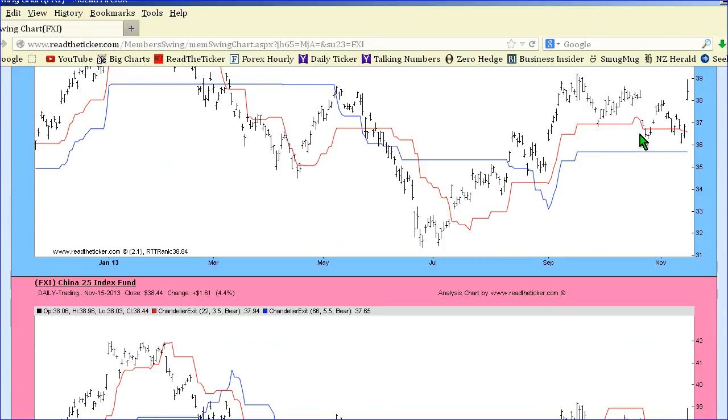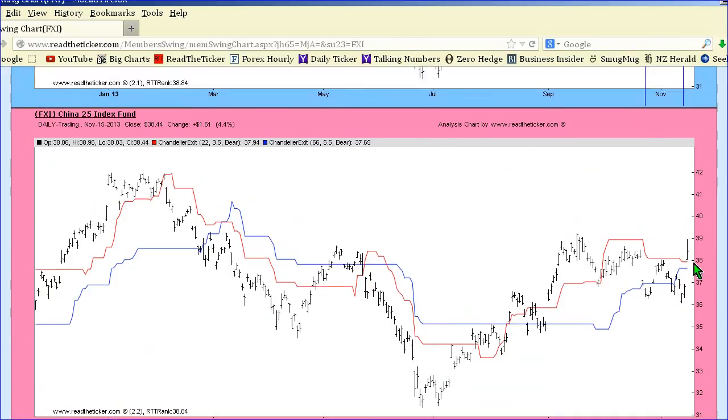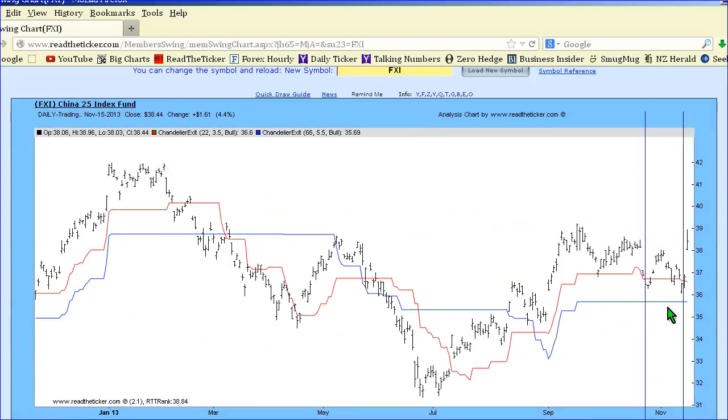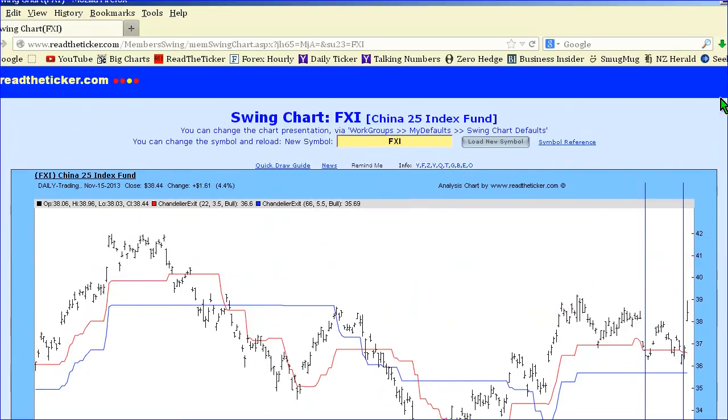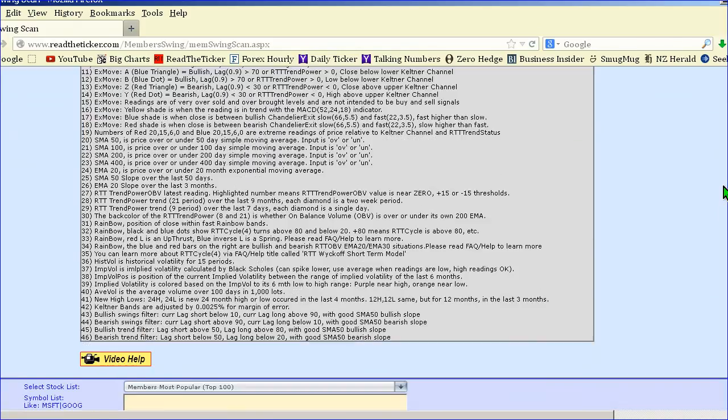Here we've got a bullish situation with the red line above the blue line, and we've had two instances where the FXI have been an opportunity to take positions. As you see here, because the red line in the bearish chart is above the blue line, there is no conflict. So any signals in the bull chart are clear and free to operate. That would have worked out well.